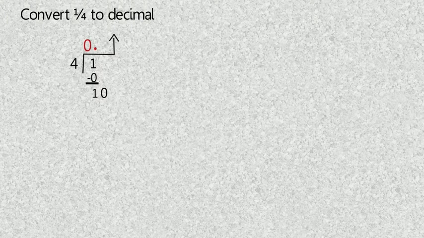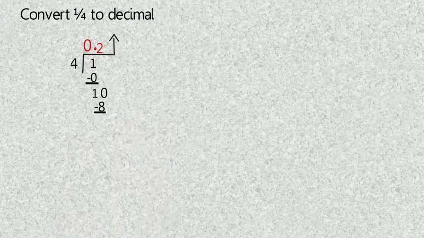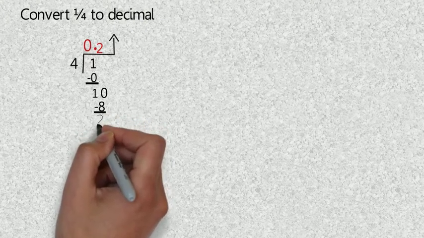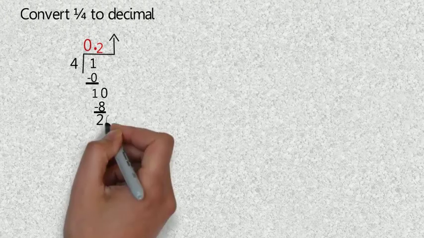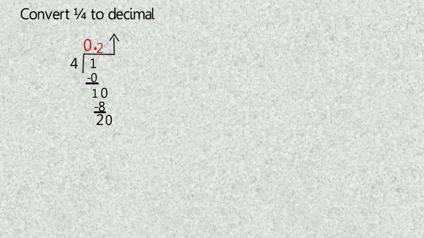So I have 4 in 10 will give me, how many 4 can we get in 10? 2. Yeah, 2. So 2 multiplied back by 4 will give me 8. So if I remove 8 from 10, it gives me 2. I add 0 again. I don't need to introduce another decimal point because it's already there. So if I introduce another 0, 4 in 20 will give me 5.